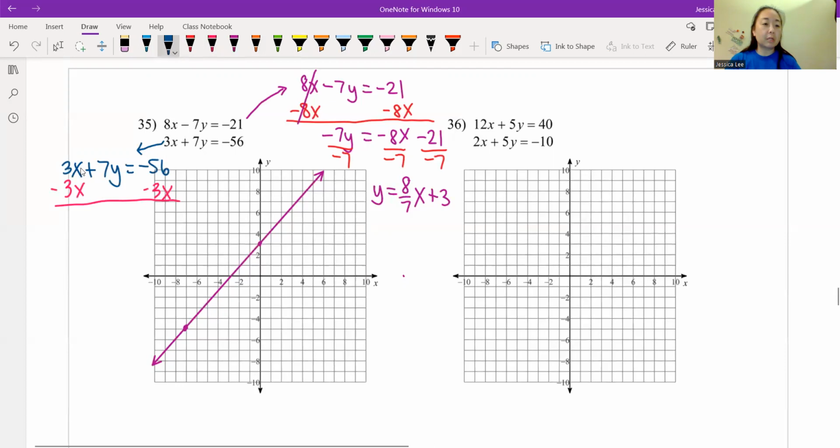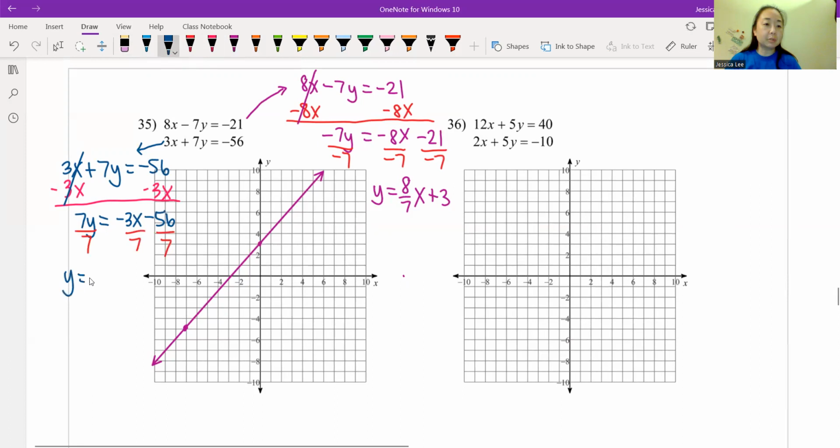And what do we get? The x's cancel out, and we get 7y is equal to negative 3x minus 56. Remember, we can't add those together. They're not like terms. A lot of people want to say, oh yeah, just add them together, negative 59. No, it doesn't work like that. And then again, like we said before, we're going to divide everything by 7.